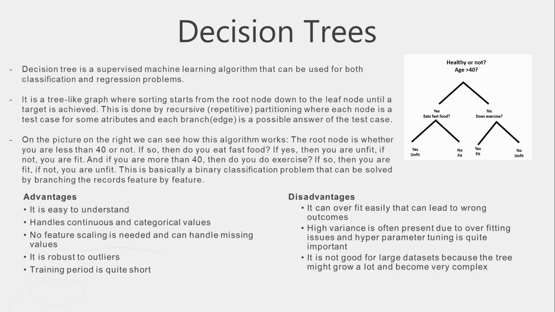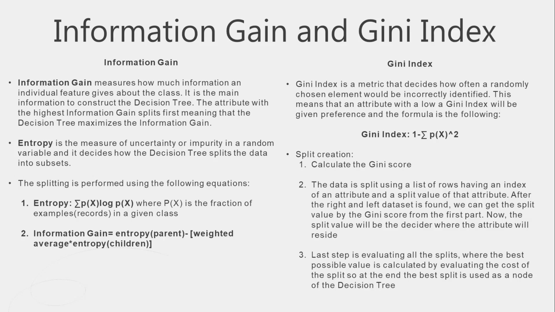On the other hand, the disadvantages are that it can overfit easily, and this can lead to wrong outcomes. High variance is often present due to the overfitting issues, so hyperparameter tuning is quite important and necessary. And this algorithm is not good for large datasets because the tree might grow very long and become very complex. There are two methods we can use in order to build the tree.